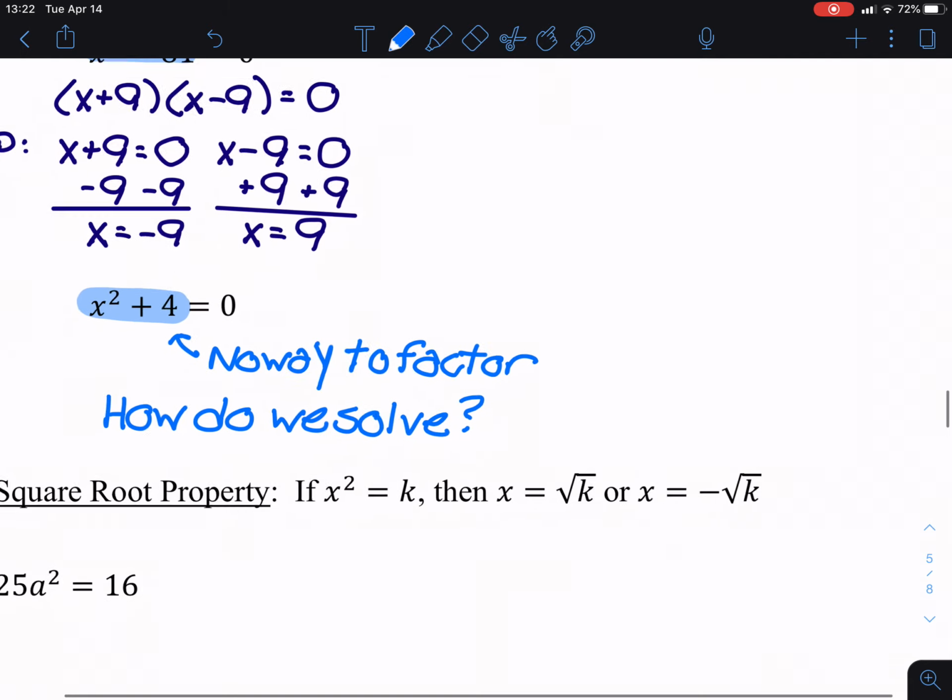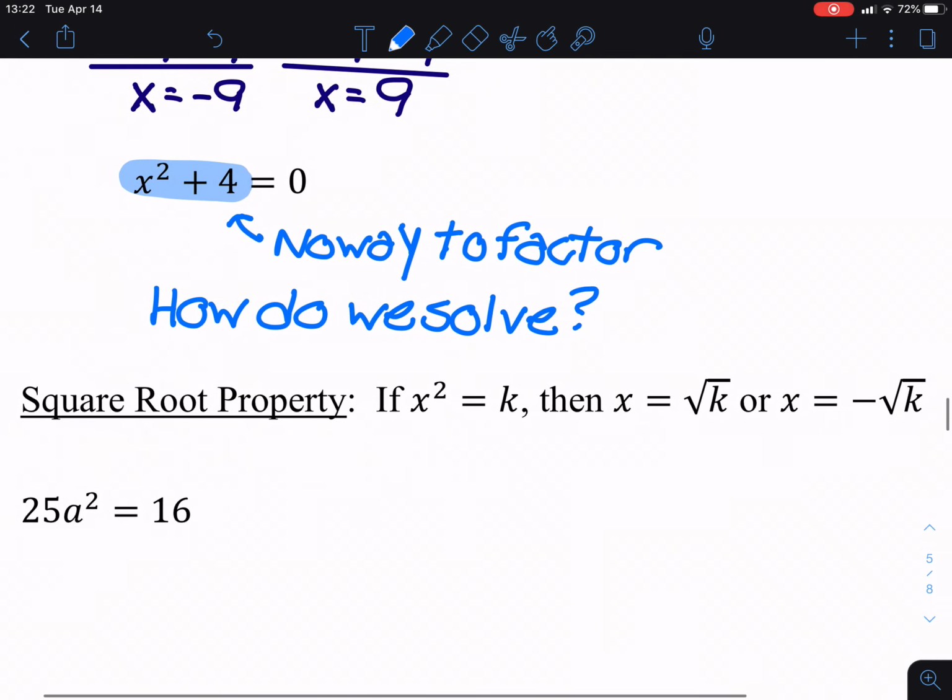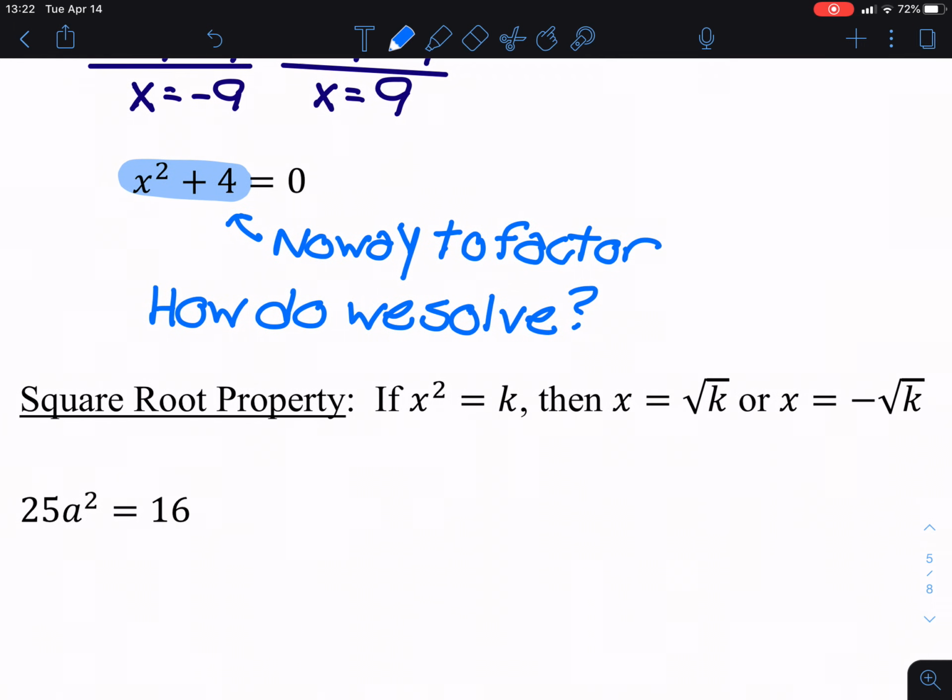The square root property says that if on one side of our equation we have something that is squared, and it's equal to some value, then we can solve what x is by taking either the positive square root or the negative square root. In other words, if we can get a perfect square on one side of the equation, we can take the square root of both sides and use that in order to solve our problem.